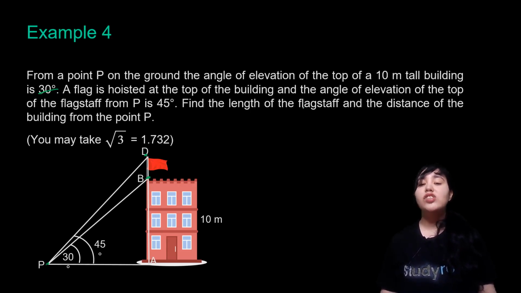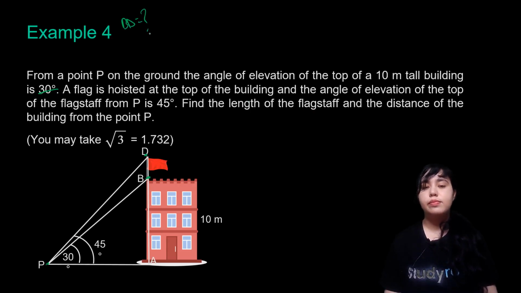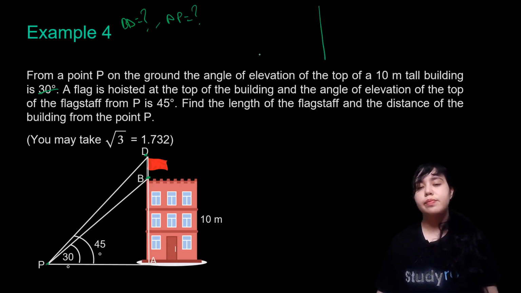You have to find out the length of the flagstaff, which means you need to find out BD. And you need to find out the distance of this building from the point P. Let's say this is the foot of this building, so you need to find out the distance AP as well. So here you can take root 3 as 1.732. So let me make these triangles over here.